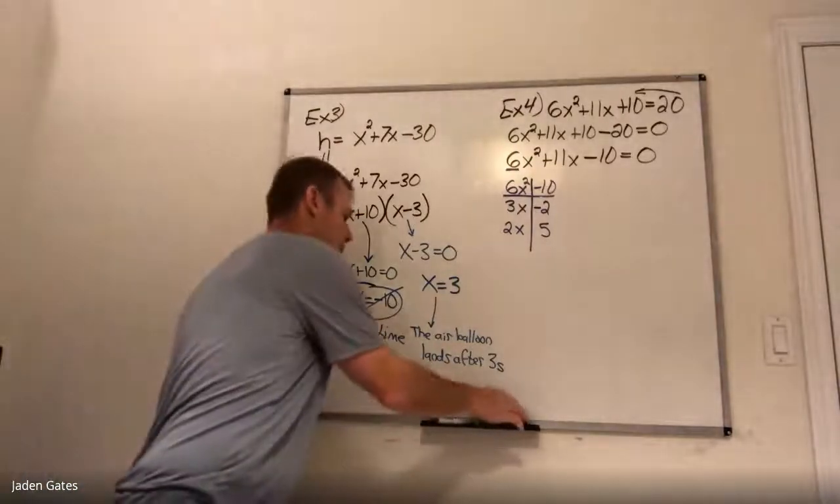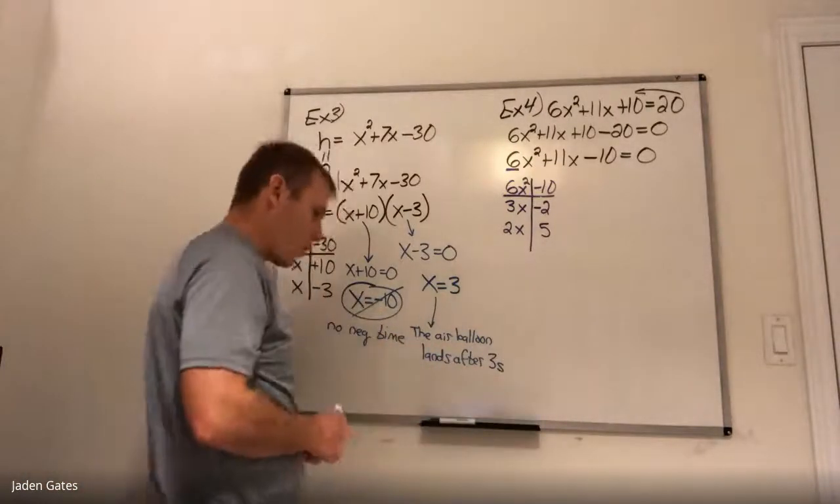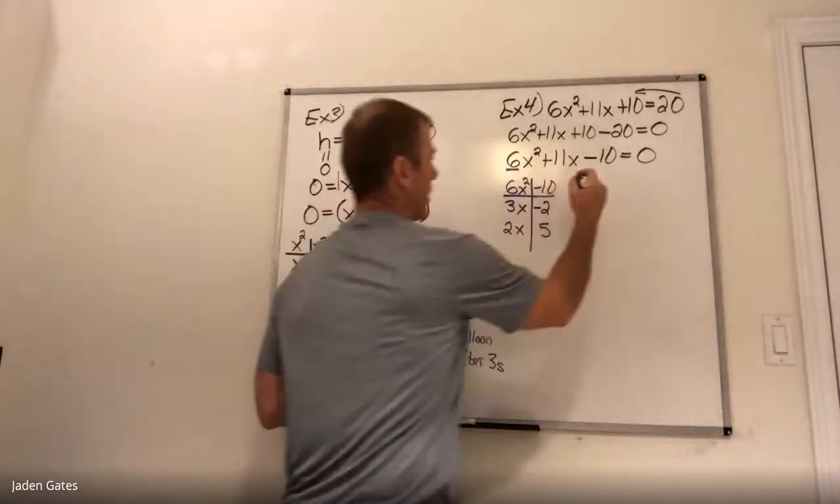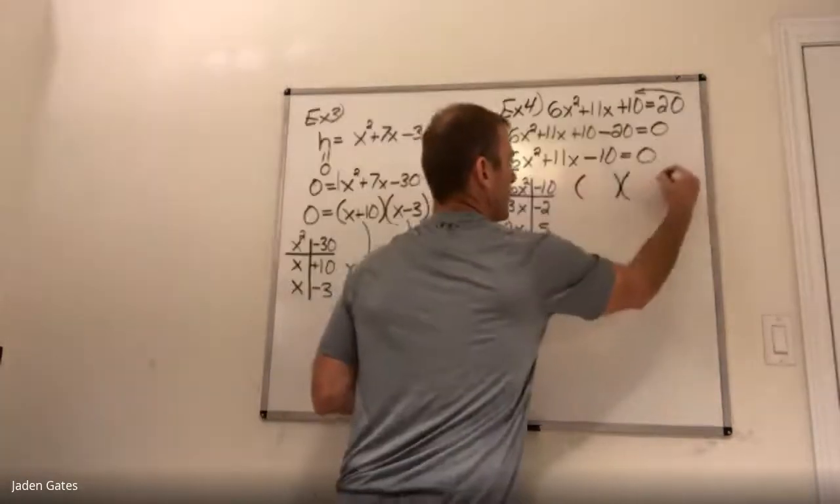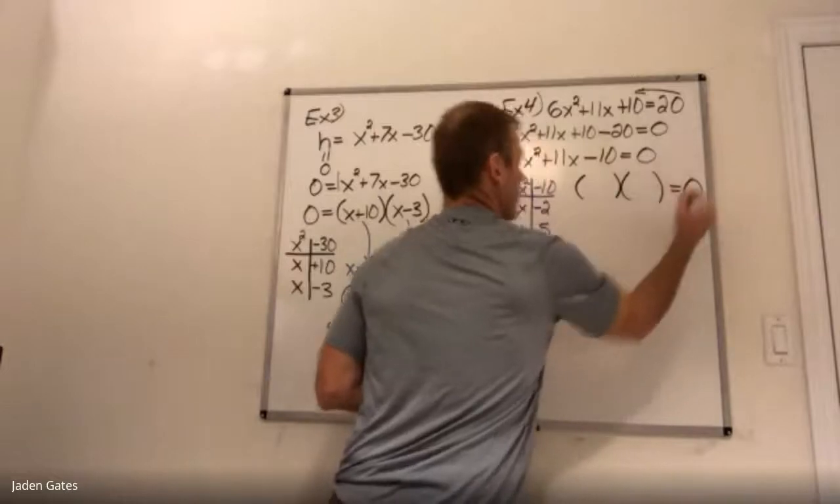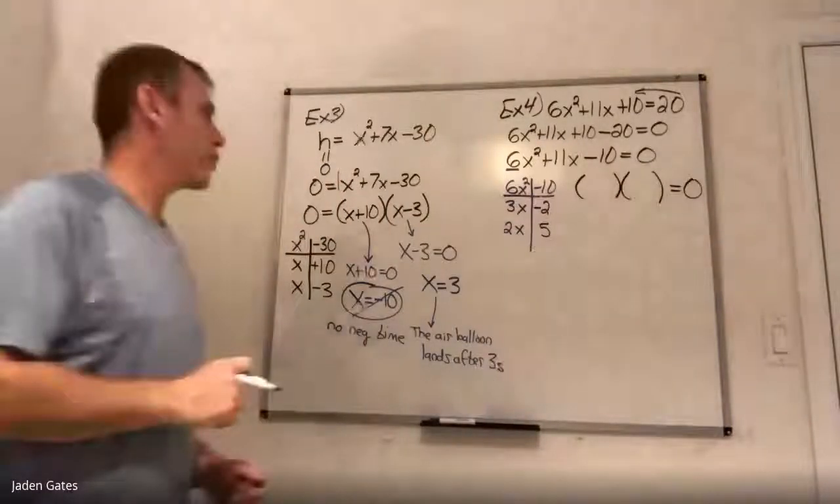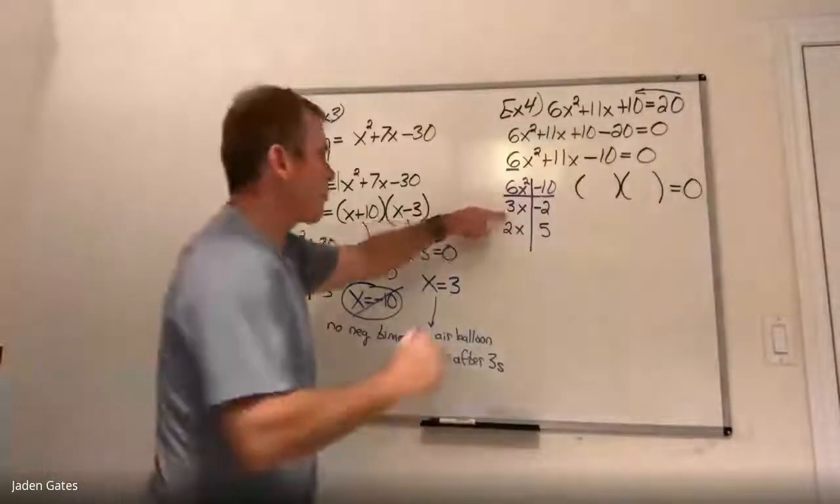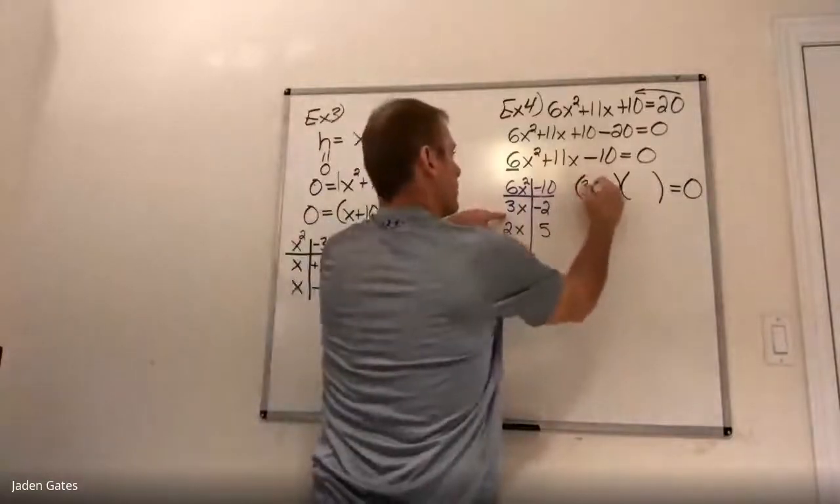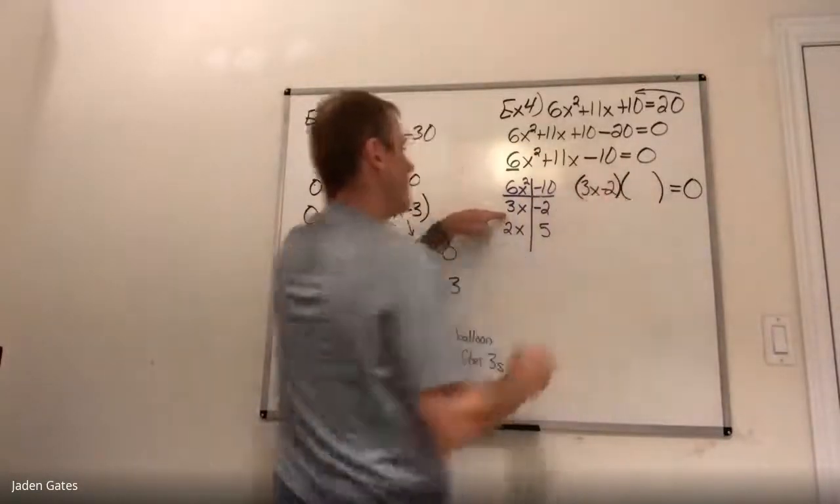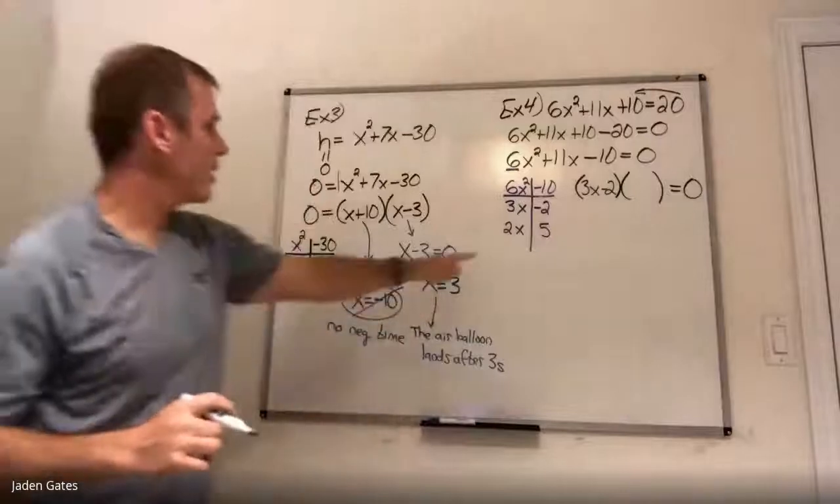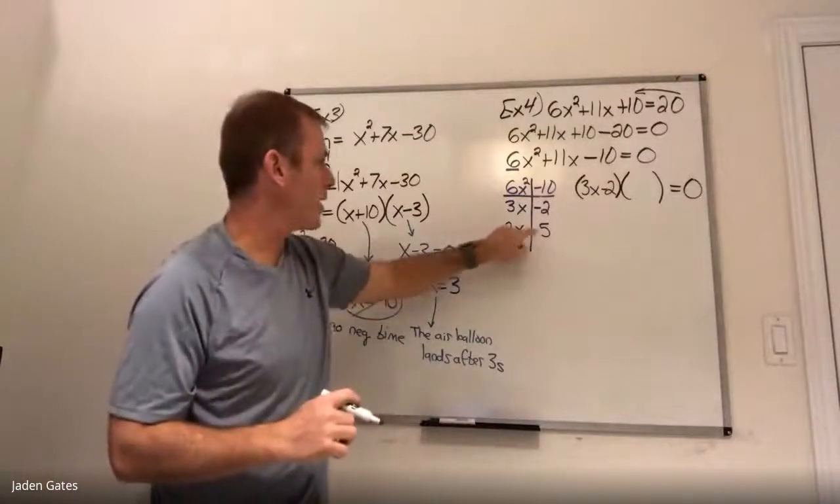All right, so now I'm going to factor my quadratic. That's always the first step to solving. Well, not always, we'll get to that. There we go. So we're going to have our two pieces. The one piece is going to be the 3x minus 2, and the other piece is going to be, going across horizontally here, 2x plus 5.